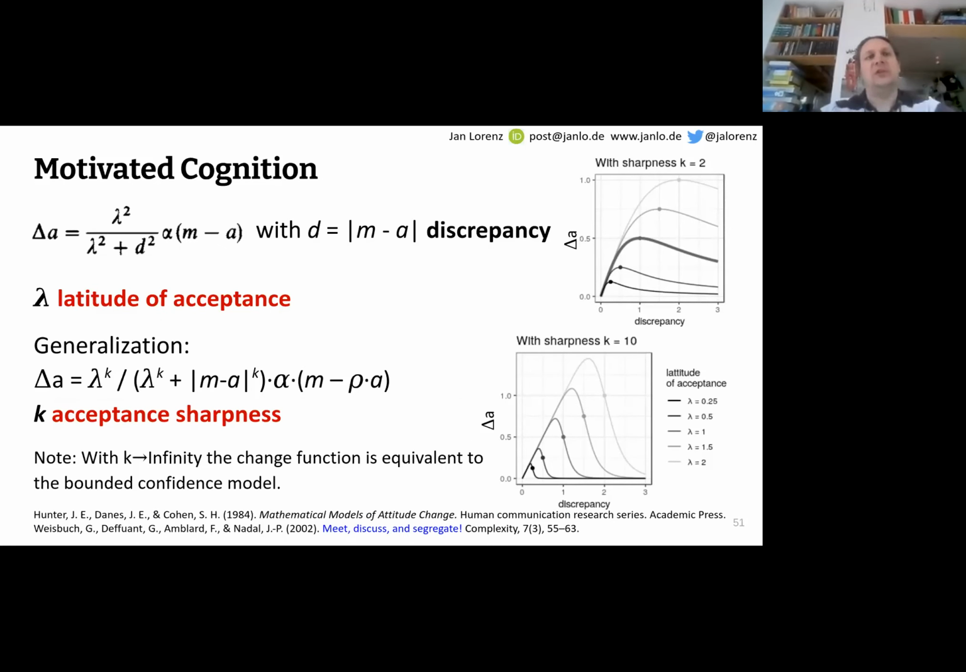This was one equation taken from the book of Hunter, Danes, and Cohen, modifying the change with this functional form, where D is the discrepancy, the difference between message and attitude. And what we introduced now is a sharpness parameter. We replace this exponent 2 with k, and when we let k go to infinity, we end up with a bounded confidence assumption. When k goes to infinity, we have a sharp drop. So this is an invention from us.